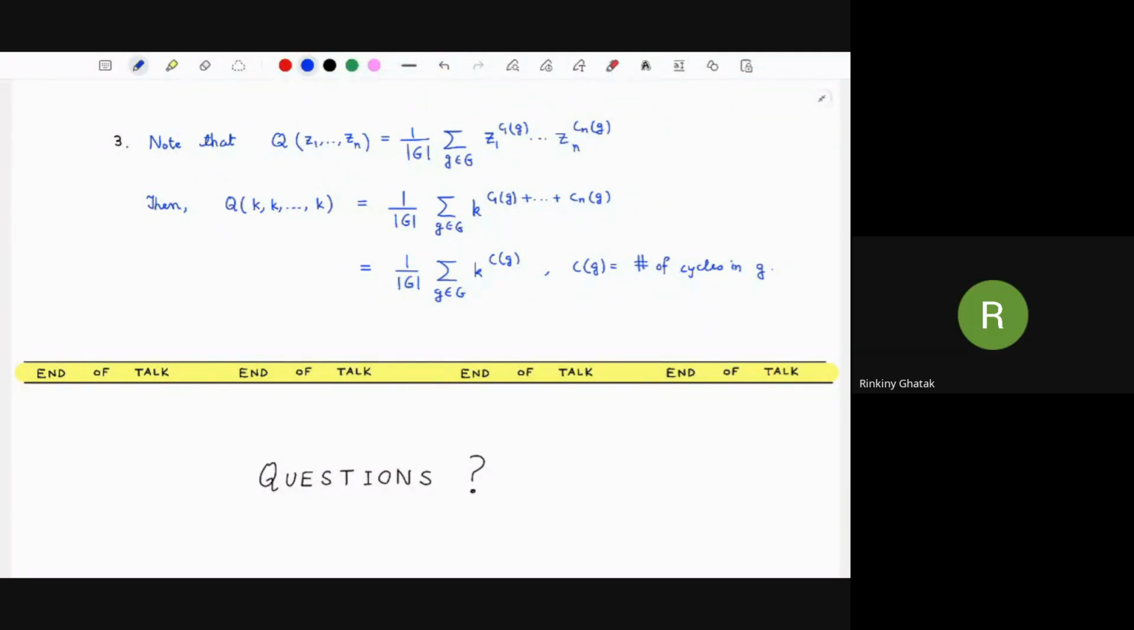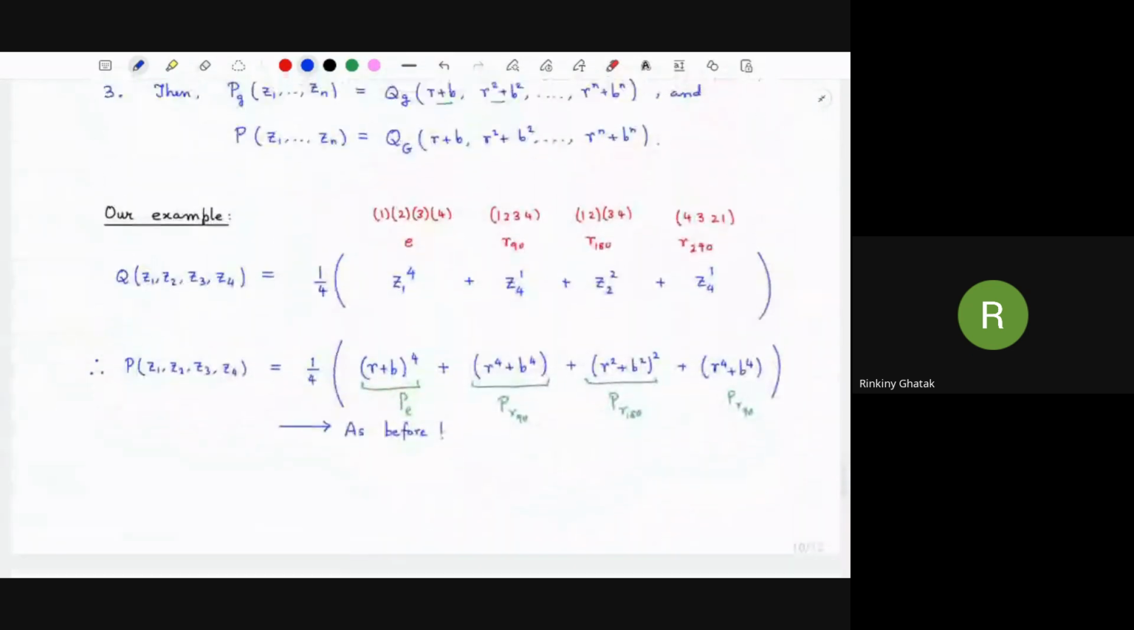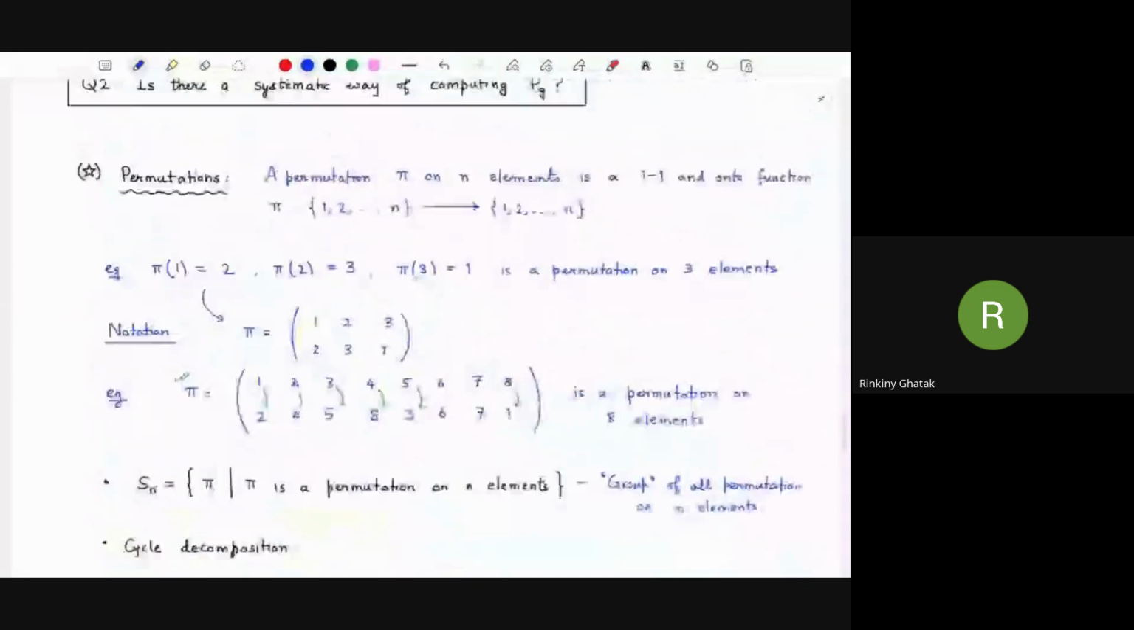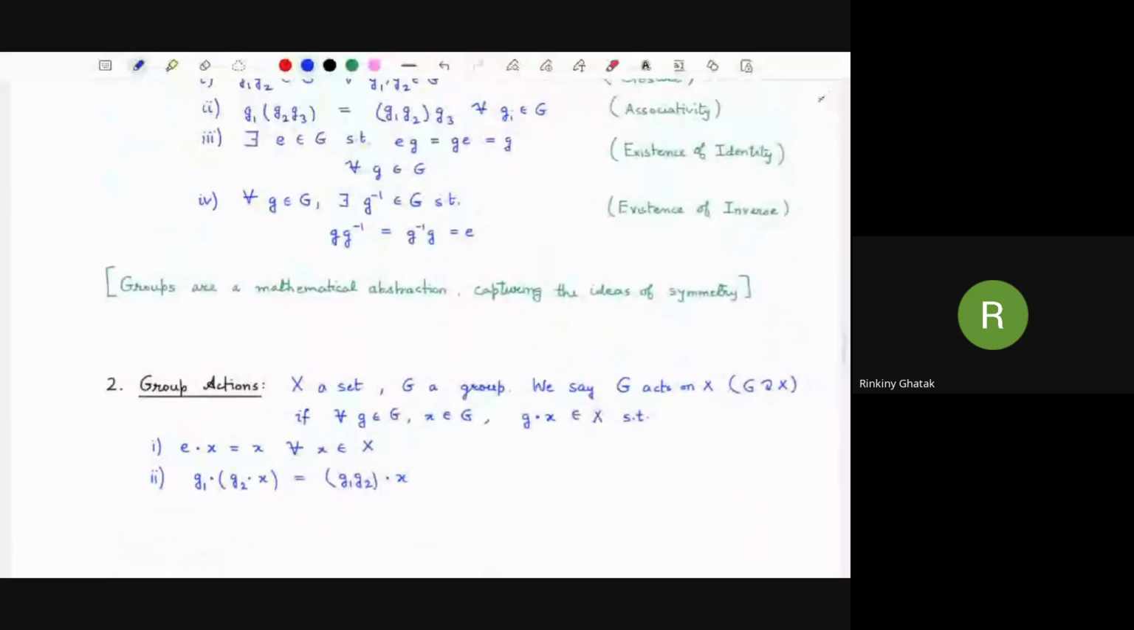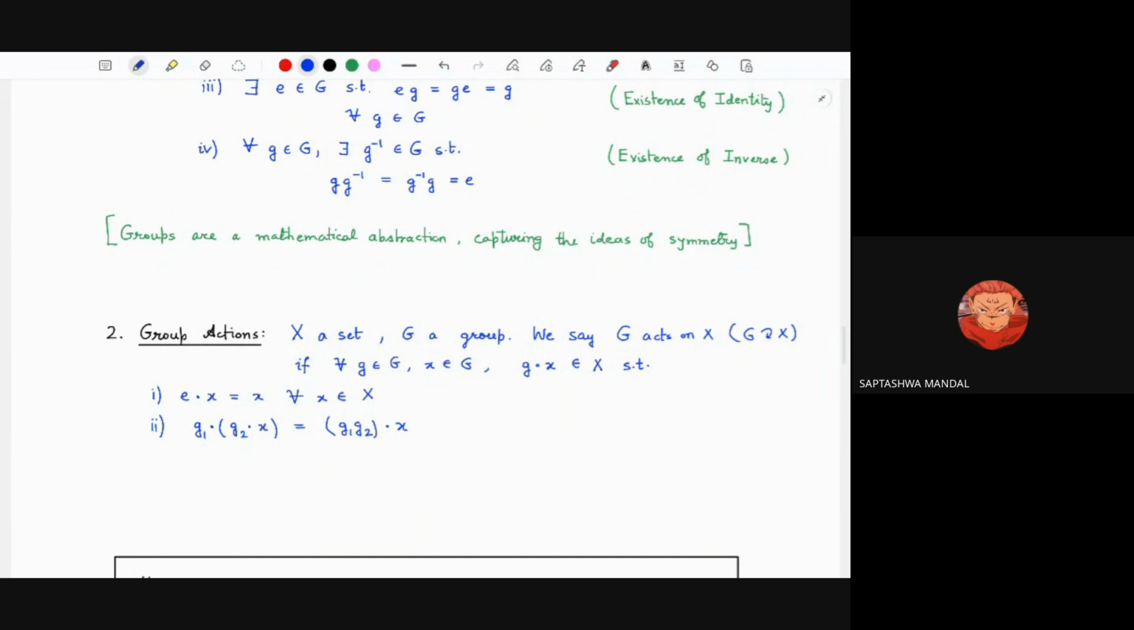Someone asked a question in the chat. Yeah, go on. Can you explain the group action thing? Group action thing is okay. So group action thing, I mean the whole talk was on group actions. Which part? You mean the definition, right? Yeah, correct, okay.